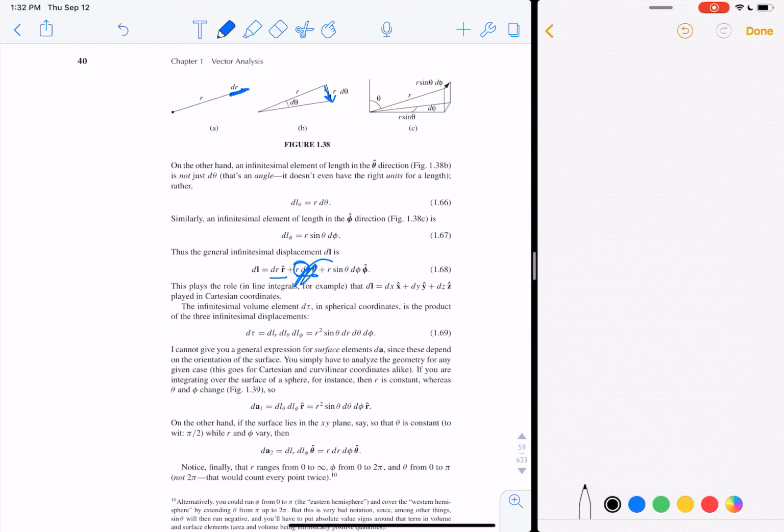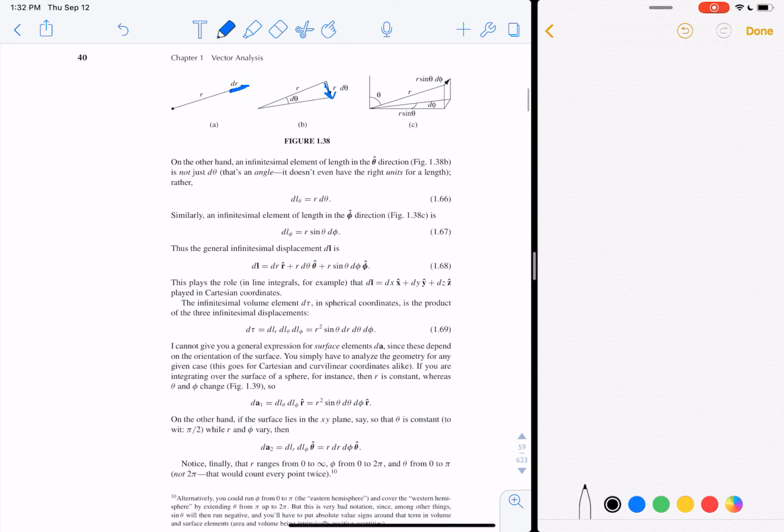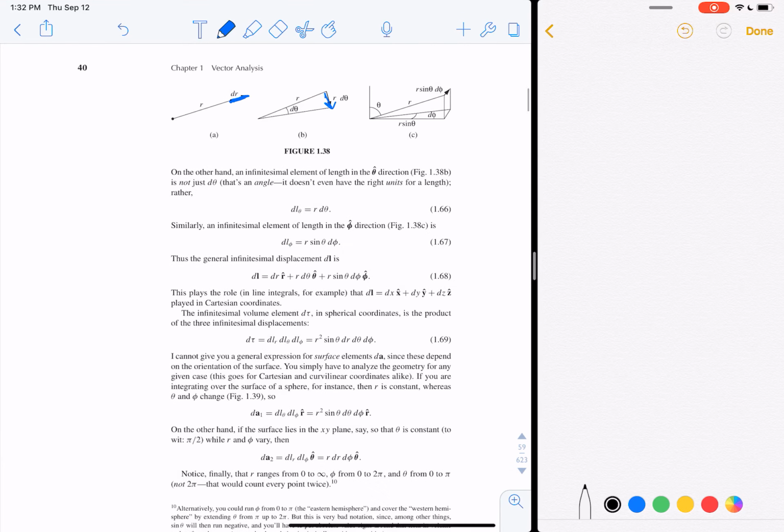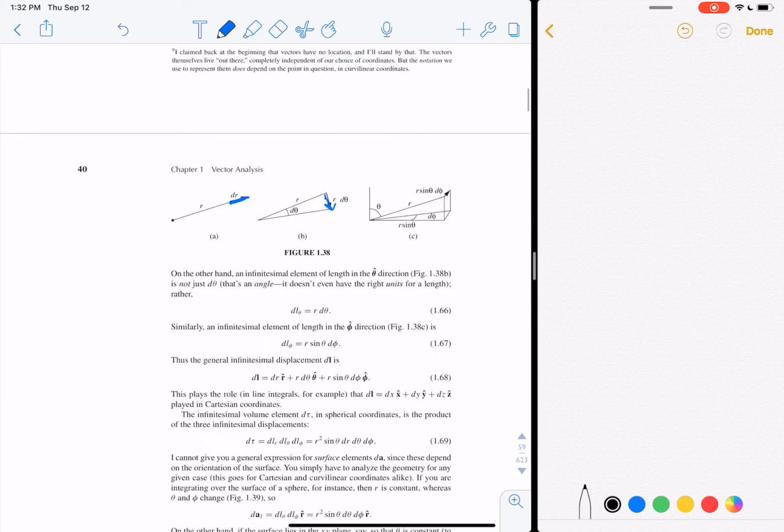Okay, so those are just arc lengths of your tiny change. And then we have our volume element, which is the multiplication of these things, just like dx times dy is area, and then times dz is volume. You have the same thing. So your volume element is r squared sine theta dr d theta d phi, and we're just multiplying dr times r d theta times r sine theta d phi, and that's where you get this thing. Okay, and again, that's a volume from these directions up here.